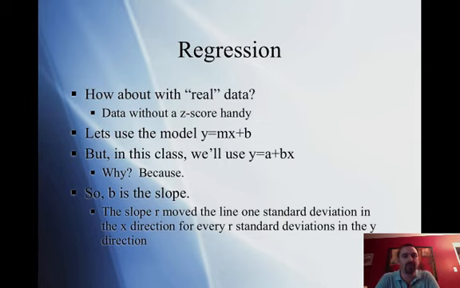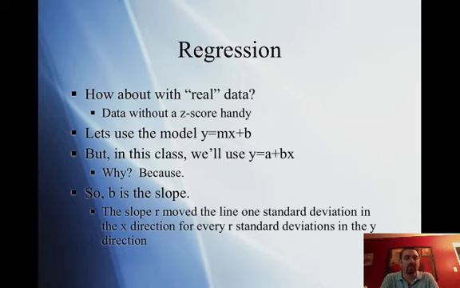So how about with real data? That is, data without a z-score handy. Basically, we use the model y equals mx plus b, but in statistics we always use the form y equals a plus bx. The answer is because it's kind of a tradition thing. So in our class, b is not the y-intercept. In statistics, b is the slope. I know I teach Algebra 2. It gets confusing for me sometimes too, but you'll get used to it.